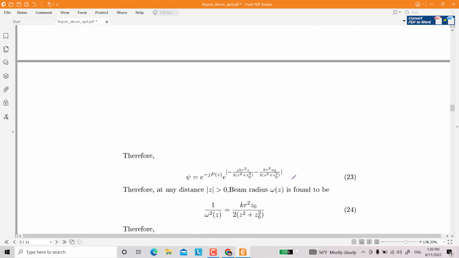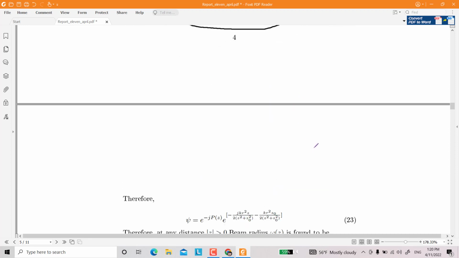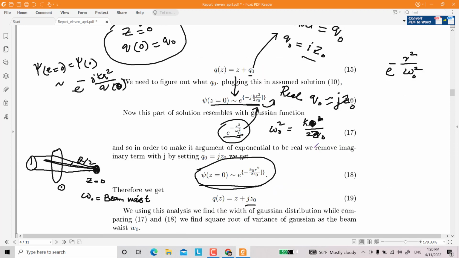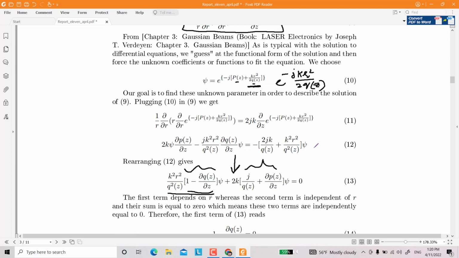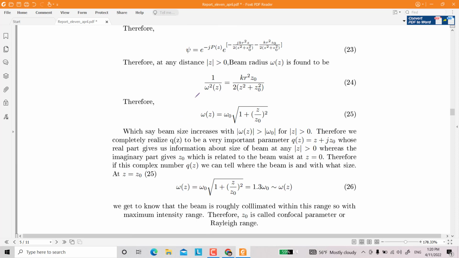If we plug this equation number 22 into the assumed solution here, we get this form. P of Z is where it is; we have not disturbed this P of Z term. We have only been dealing with the Q of Z term. So this is the thing.